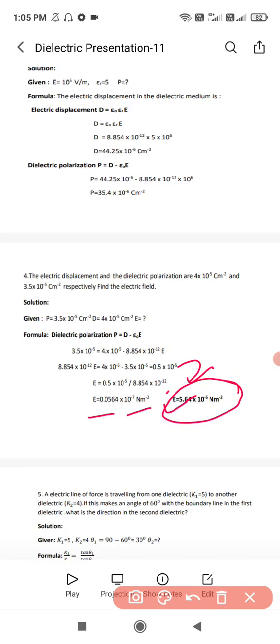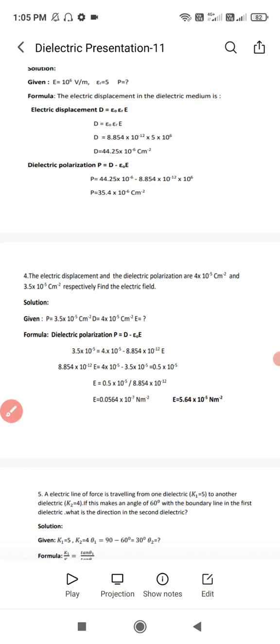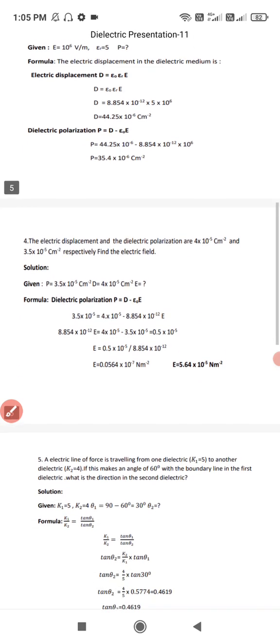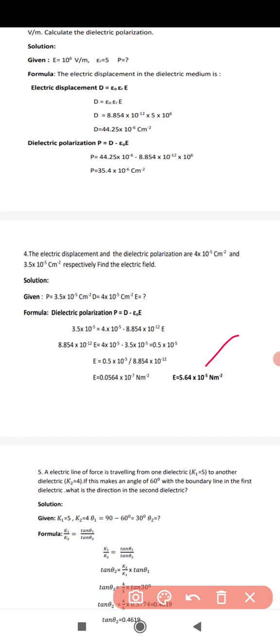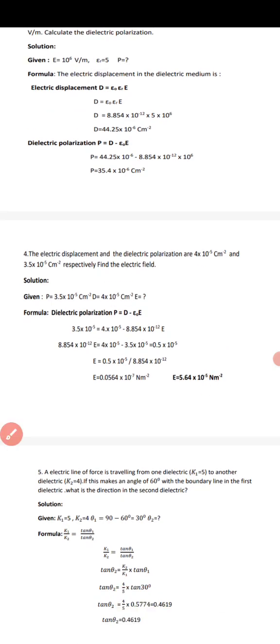So finally, substituting this value, we will get 5.6 into 10 power plus 5 Newton per meter square.